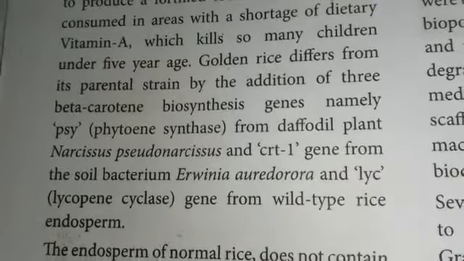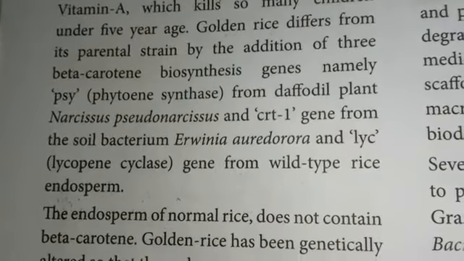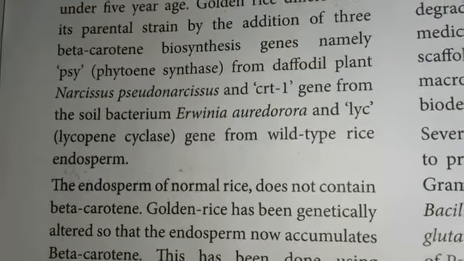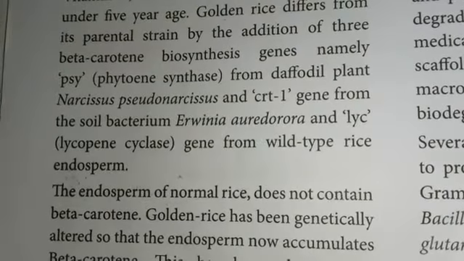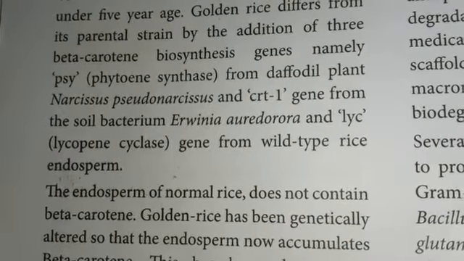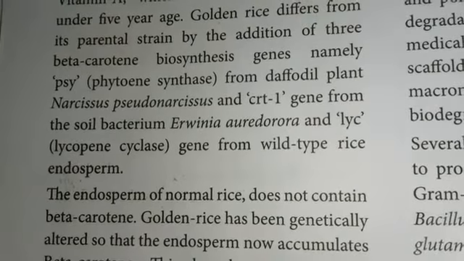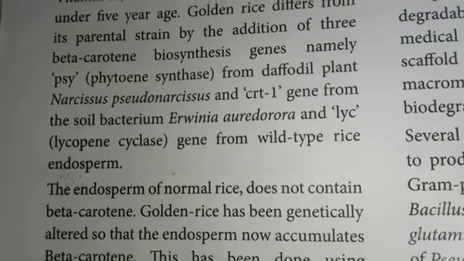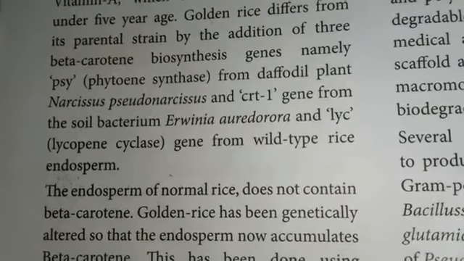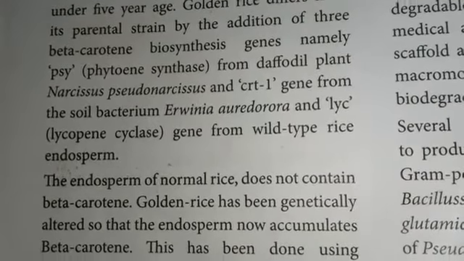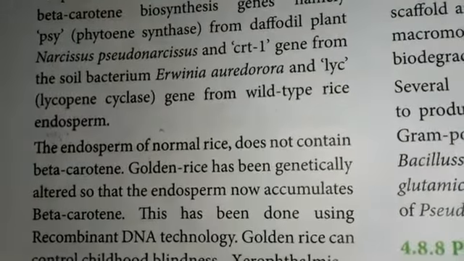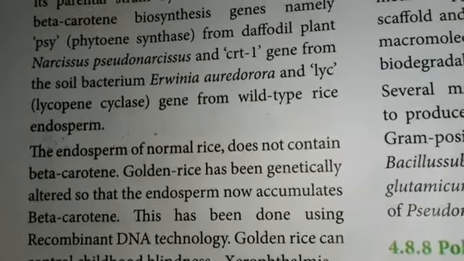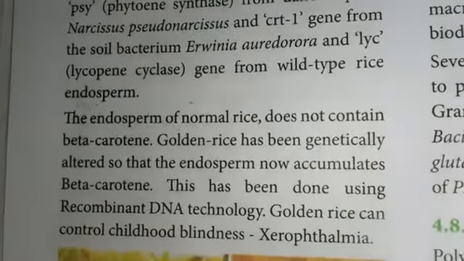Golden rice differs from the parental rice variety by an addition of 3 beta carotene biosynthesis genes, namely phytoene synthase from daffodil plants, Narcissus pseudonarcissus, and the CRTI gene from the soil bacterium Erwinia uredovora, and the lycopene cyclase gene from wild type rice endosperm.